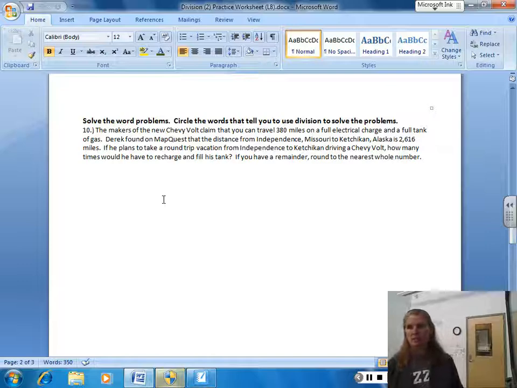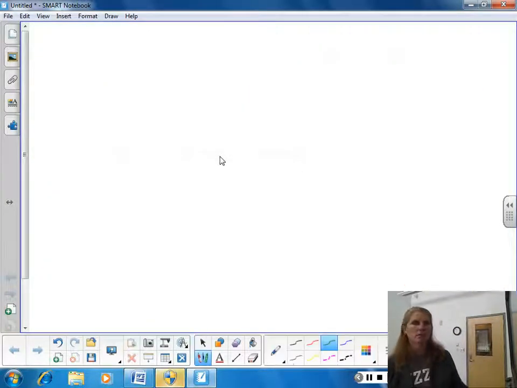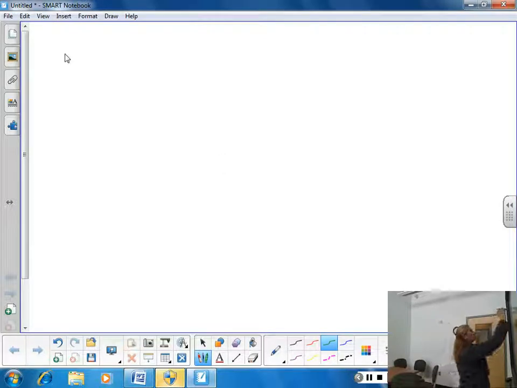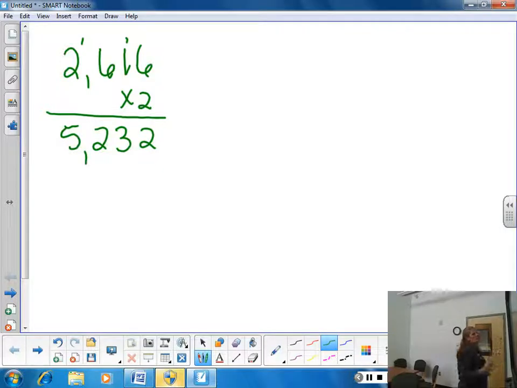2,616 doubled. I can double that by adding it to itself or by multiplying by 2. 2 times 6 is 12. 5,232 represents the number of miles for the round trip.